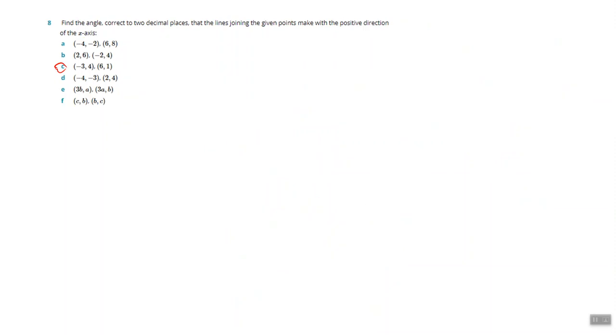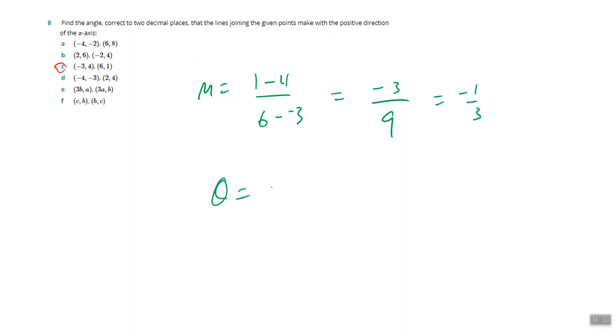Now, question 8 is another example of this. If I have my gradient, I've got 1 minus 4 over 6 minus 3. That's -3 over 9. That's -1/3. Again, we've got a negative gradient, so use the formula inverse tan of the gradient, which is -1/3, plus 180 degrees. I should get my answer.